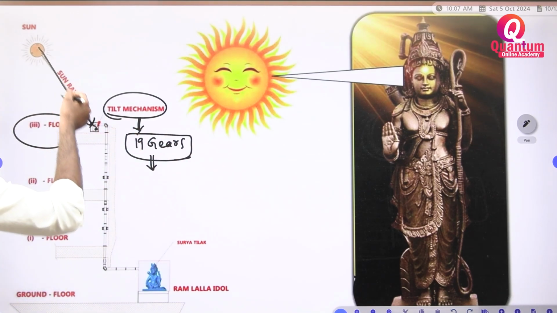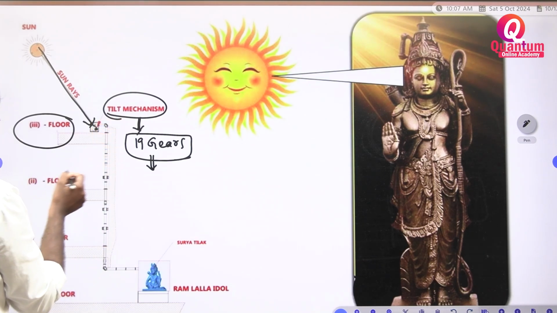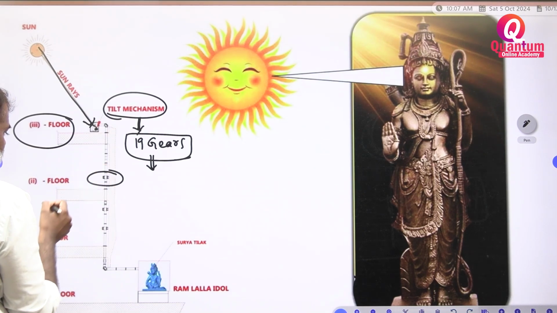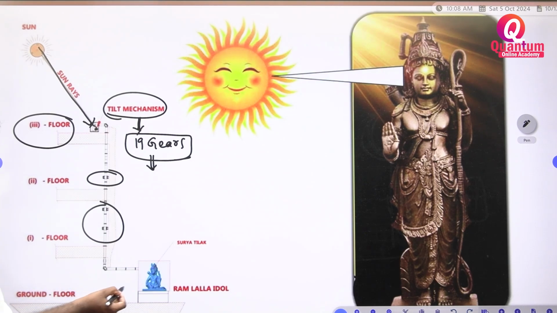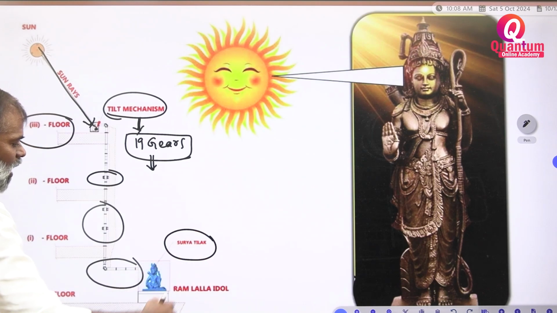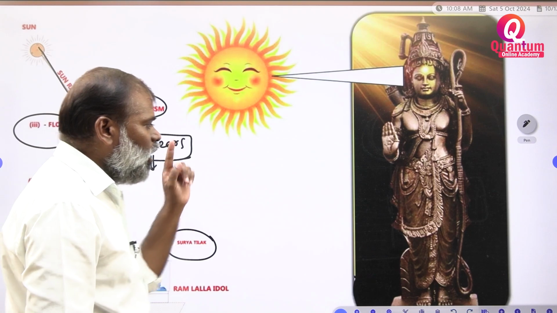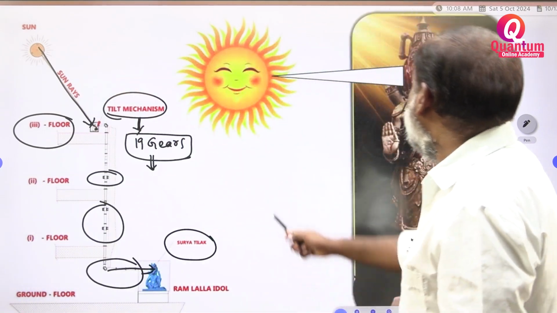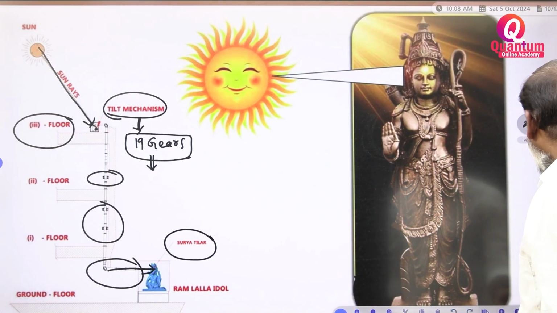And the mirror 1 will take, and then lens 1 and mirror 2, and this is the third floor, and on the second floor one more mirror is there, and on the first floor one more mirror is there, and on the ground floor, so this temple Surya Tilak on the Ram Lalla idol, mirror 1 to mirror 4 will focus on the forehead of the Ram Lalla. So that is Surya Tilak. Not only this temple, so many temples are there in India.